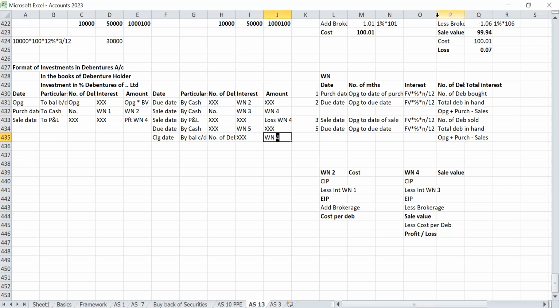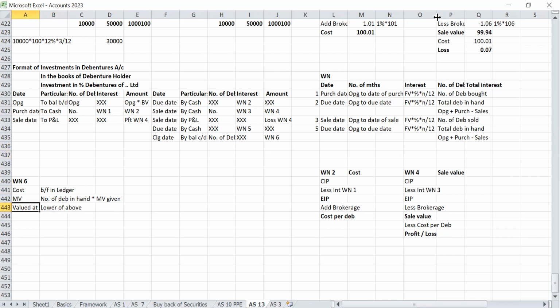Here, working note number 6. Sometimes it will be given, sometimes it will not be given. Working note number 6 will be cost. Balancing figure in ledger will be the cost. Market value will be given in the question. Number of debentures in hand into market value given. It should be valued at the lower of the above. As per AS 13, cost or market value, whichever is lower. In that we have to value. So that will be written here.